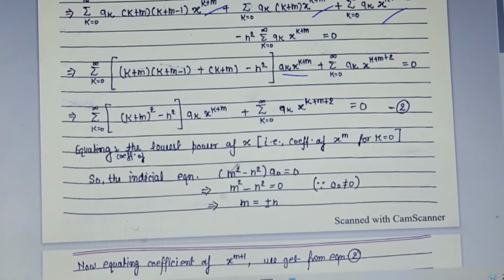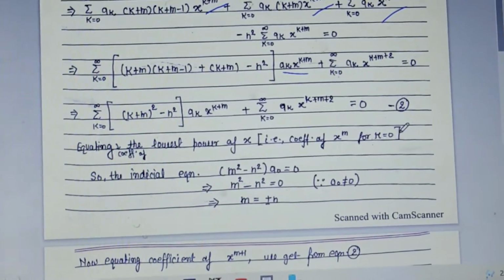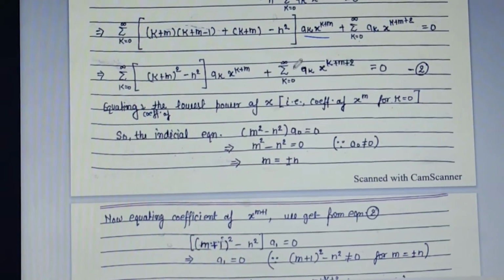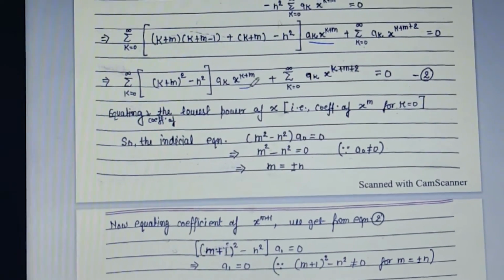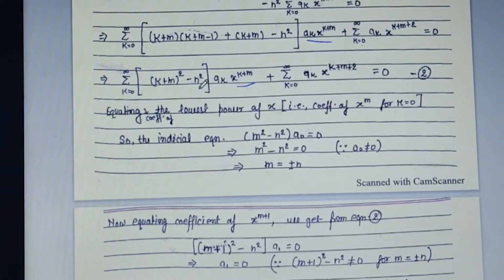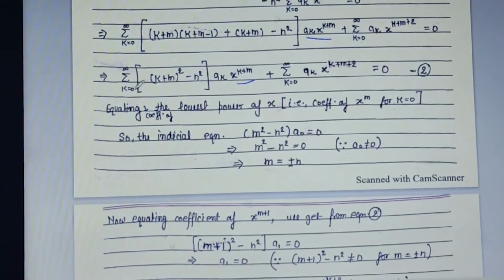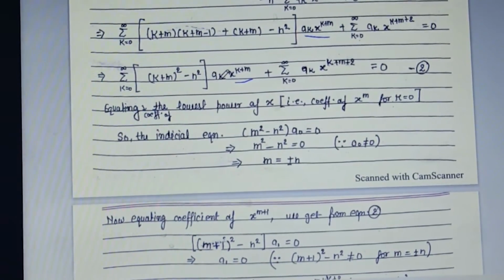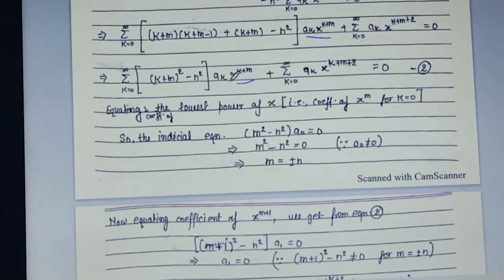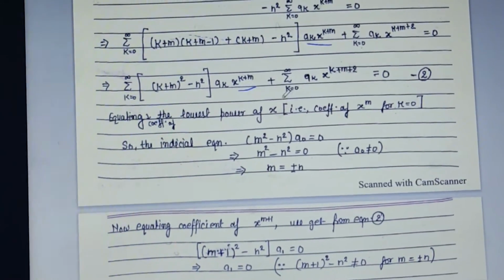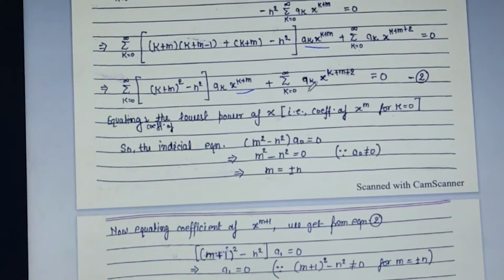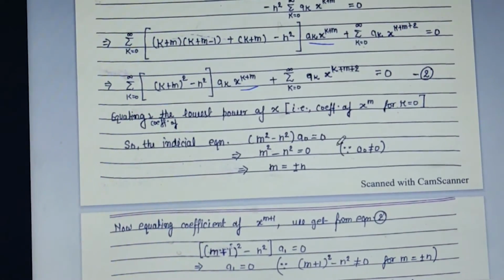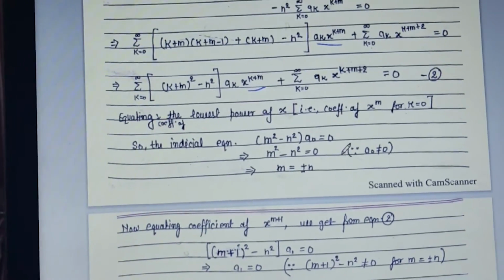Now on equating the lowest power of x, that's the coefficient of x to the power m, to 0 for k is equal to 0. So over here, when k is equal to 0, we substitute the lowest power of x. What is the lowest power of x? This term. So the coefficient will be equated to 0 for k is equal to 0. So when k is equal to 0, we'll have (m square minus n square) into a naught. We are equating the coefficient of the lowest power of x to 0. So (m square minus n square) into a naught is equal to 0. So our m square minus n square is equal to 0.